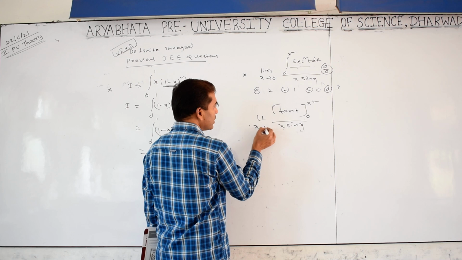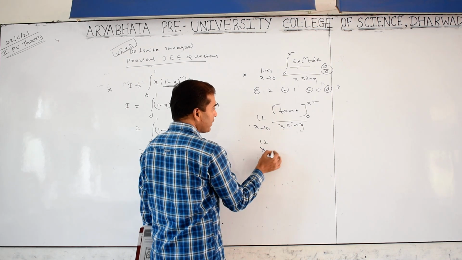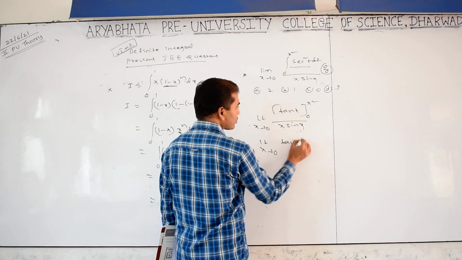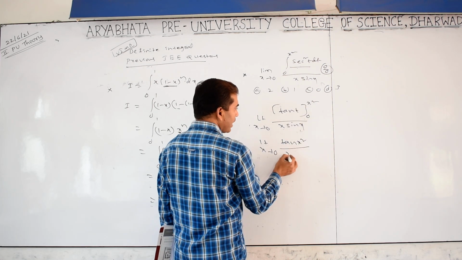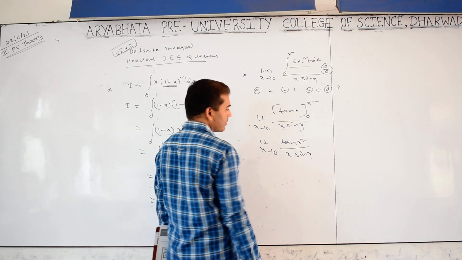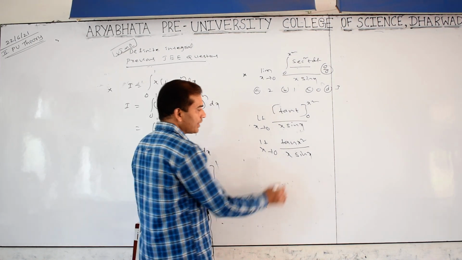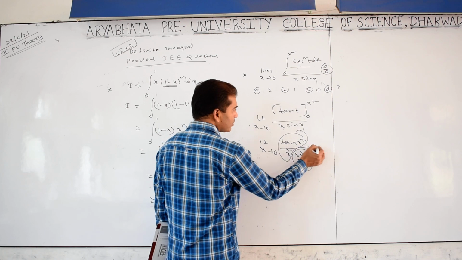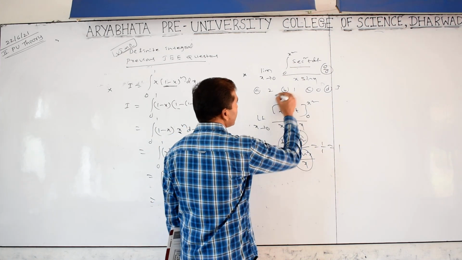Limit x tends to 0. Understood? Apply tan t, in place of t put upper limit x square, lower limit is 0, divided by x into sin x. So this is a direct standard formula, divided by x, x square. This is 1, this is 1. So 1 by 1, the answer is 1.